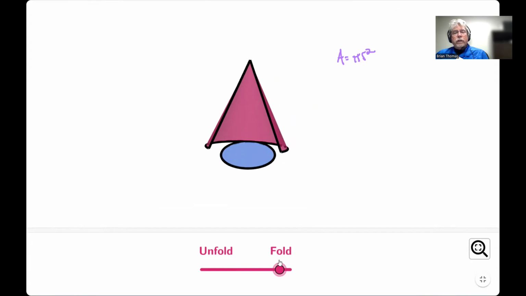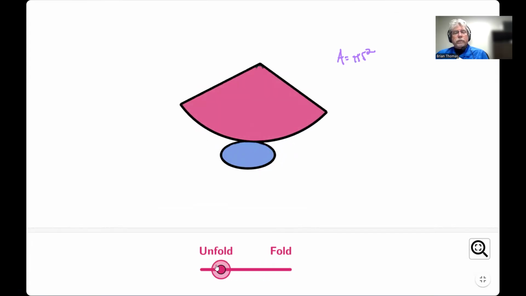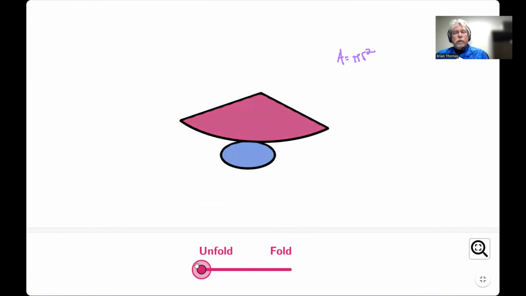Now, if I keep unfolding it, notice that this bottom edge is the circumference around the circle. So if I unfold it, notice how this distance is going to be the slant height, and this is going to be the circumference of the circle.